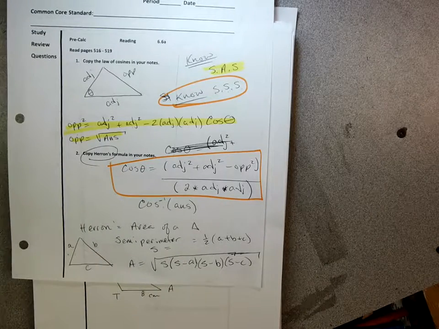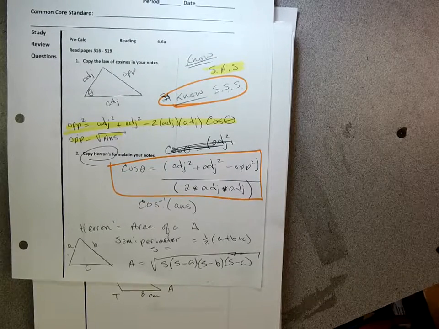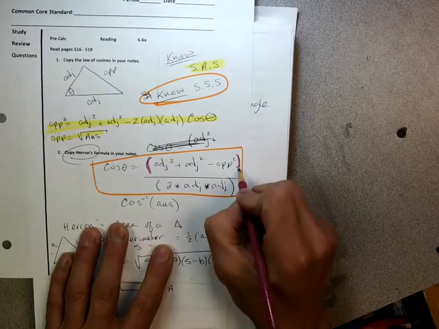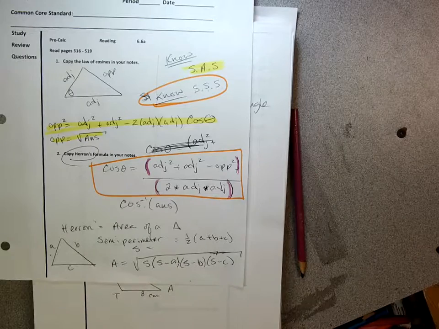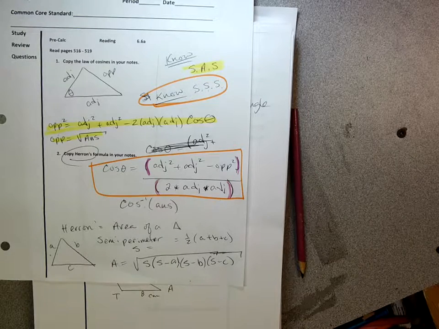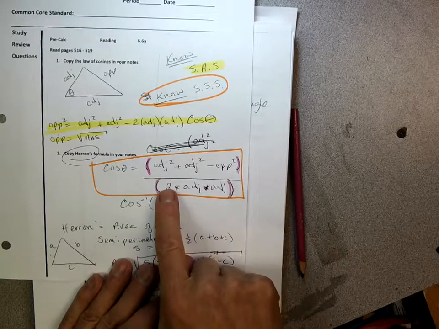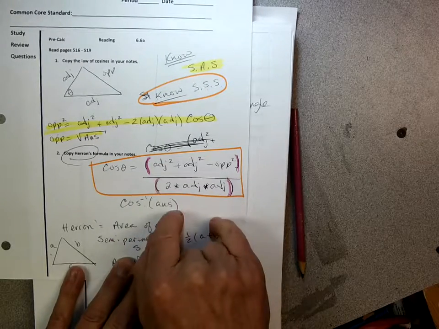Now, a big thing before I even teach any more of this: parentheses. It is imperative that you remember parentheses in your calculator, because you need to make sure that you divide the entire top expression by the entire bottom. If you forget those parentheses, all you're going to divide is the opposite side by the 2. So it's really important in your calculator that you remember the parentheses divided by the parentheses, otherwise you're going to get a really bad answer.